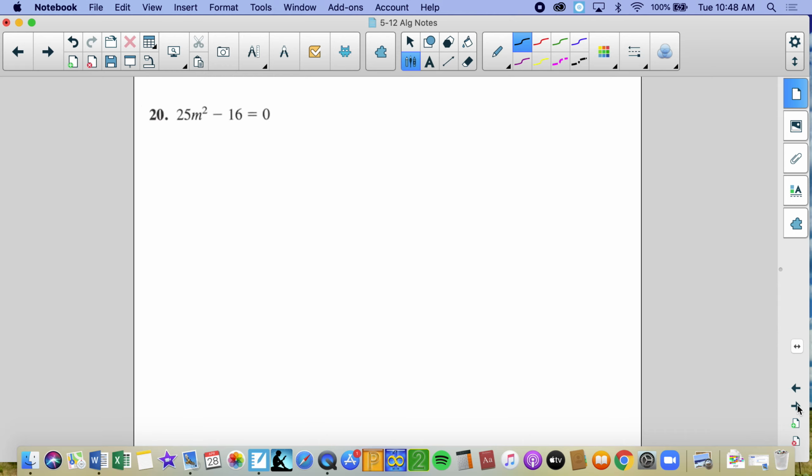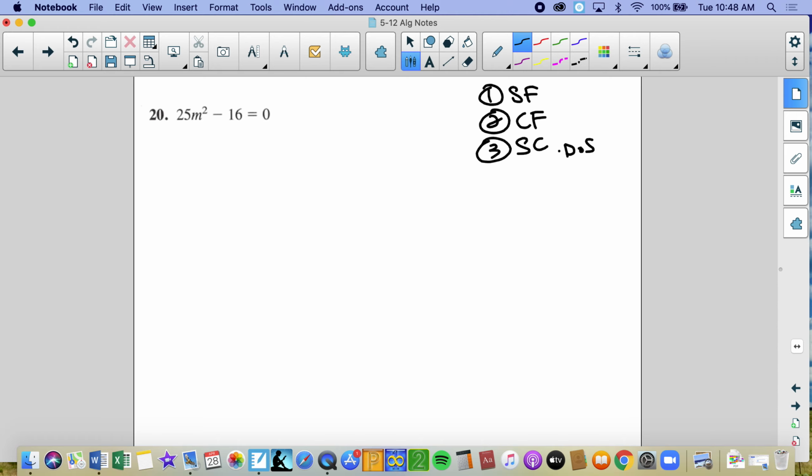Okay, again, two terms, equal to 0. So let's go through. Is it in standard form? Yes. Is there a common factor? Nope, nothing goes into 25 and 16, and they don't have a variable in common. Special cases. Well, it's two terms, so I'm always going to look at difference of squares.